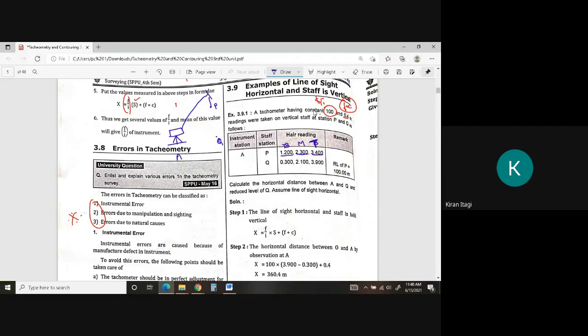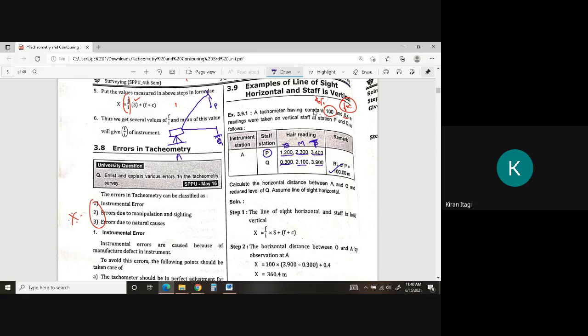Top, bottom here, middle here and top here. Now what I did, I kept my rod, the staff, steady here. I have taken the reading at Q, so I have got readings like this: bottom, middle and top. Now he has given the RL at station P.